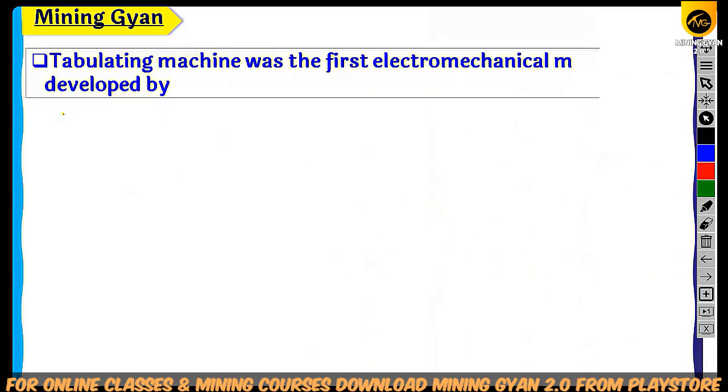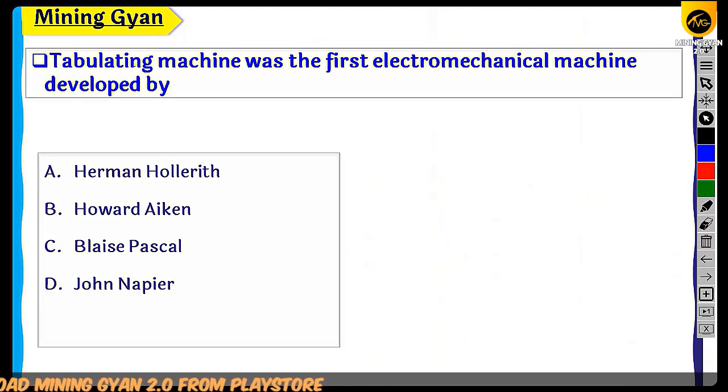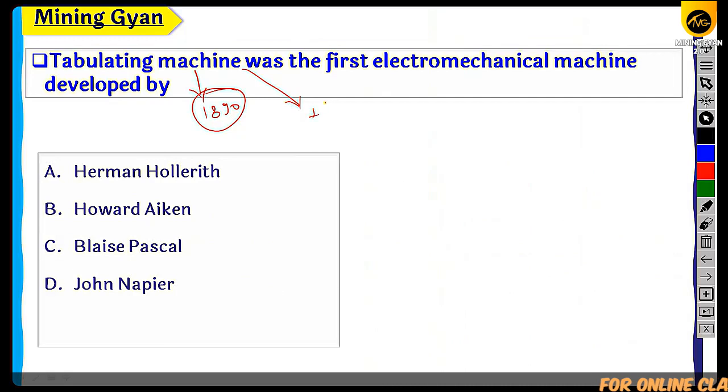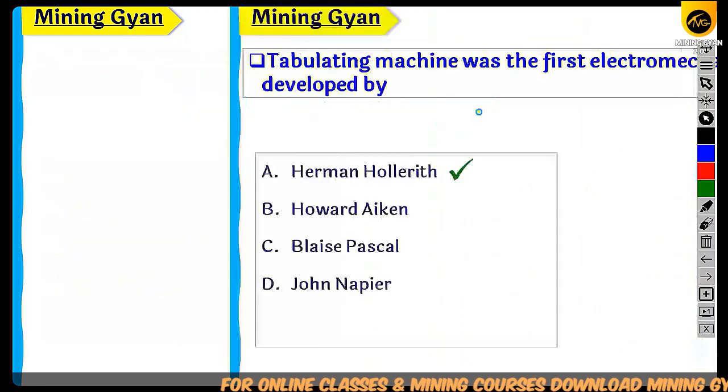Okay, next question is, tabulating machine was the first electromechanical machine developed by. So the first one is Herman Hollerith, Howard Aiken, Blaise Pascal, John Napier. So again, the tabulating machine was developed in 1890. 1890 में इसको डेवलप किया गया और ये बेसिकली दिस इज द फर्स्ट इलेक्ट्रोमैकेनिकल मशीन, the first electromechanical machine. Okay, so it's developed by option A, Herman Hollerith. Option A is the correct answer. It's developed by Herman Hollerith in 1890.